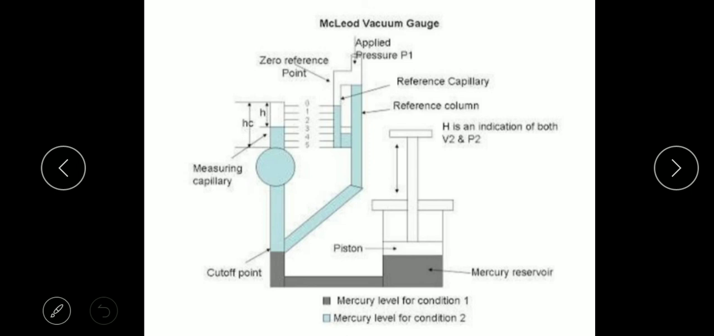Now some of the advantages: this McLeod gauge is basically used to calibrate low pressure devices, and other than that there is not any other use of it. The second thing is, the McLeod gauge has certain limitations, because this device can't be used for continuous output. Okay, this is its major limitation.